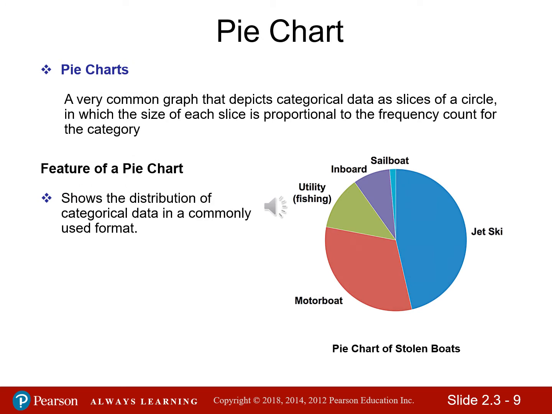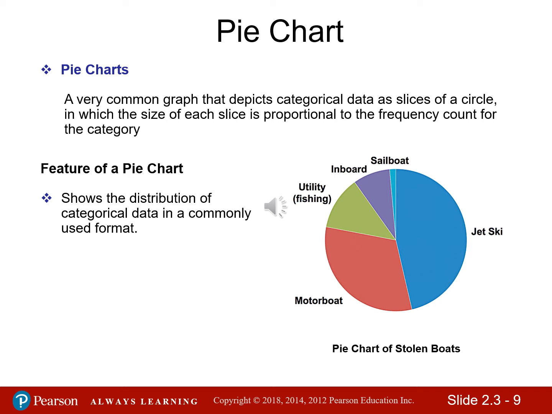A pie chart is a very common graph that depicts categorical data as slices of a circle, in which the size of each slice is proportional to the frequency count of the category. In other words, each slice of the pie is relative to the size of that category in the group as a whole. The entire pie represents 100% of a whole, while the pie slice represents the proportion of the whole pie. The pie charts give you a snapshot of how a group is broken down into smaller pieces.